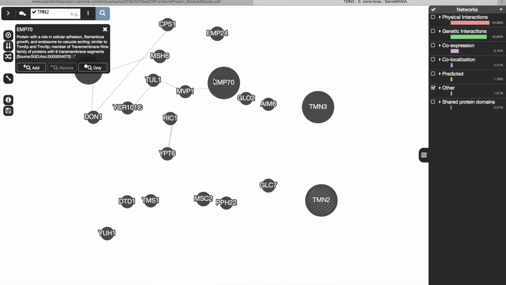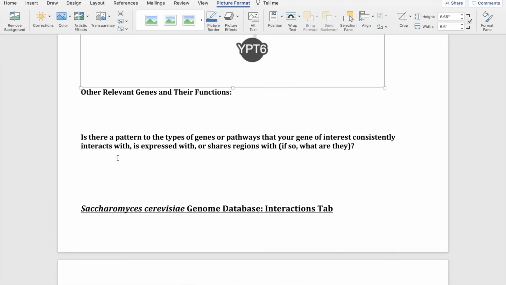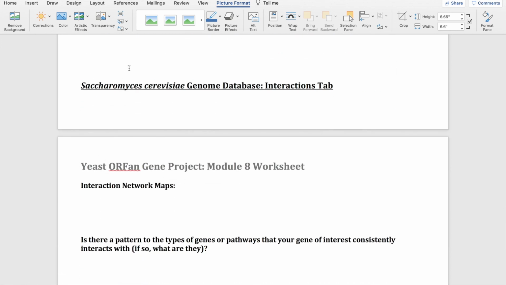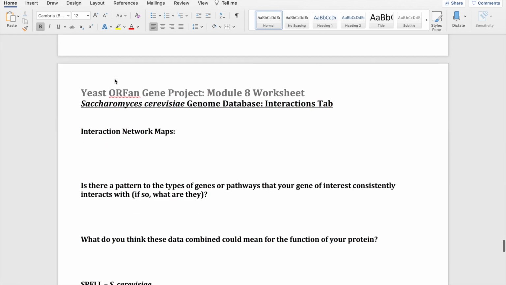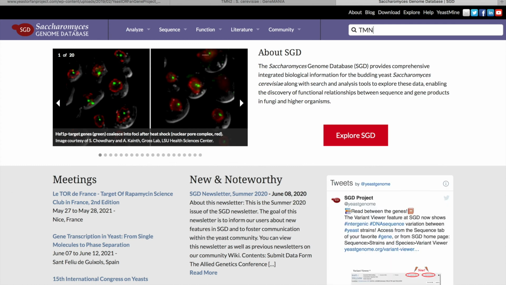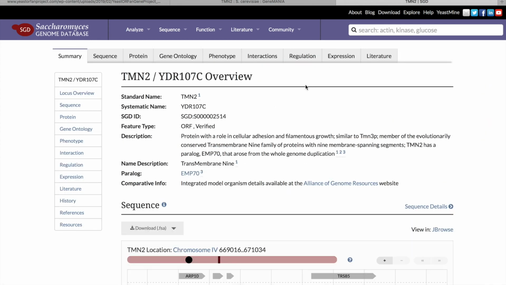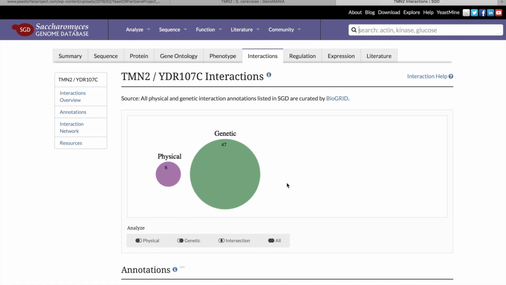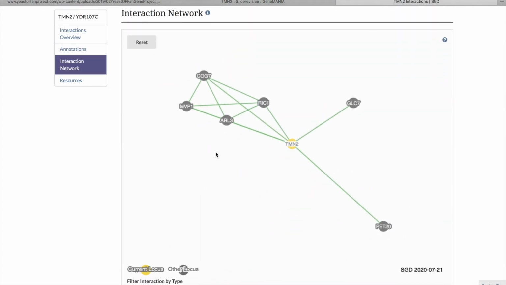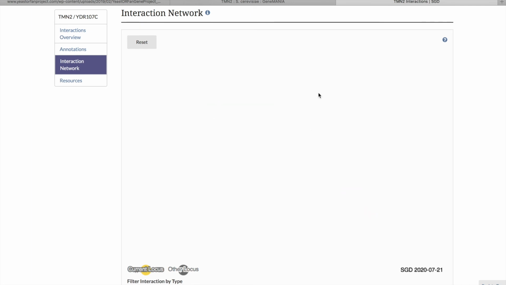is there a pattern to the types of genes or pathways that your genes of interest consistently interact with? So, you know, if EMP70 was one that was always coming up, with filamentous growth constantly being a main factor in other genes, you would want to comment on something like that. So now we're going to go back to the SGD and we're going to search for our gene name. We're going to go to the interactions tab and take a screenshot of the interactions network. So we want both the physical and the genetic.